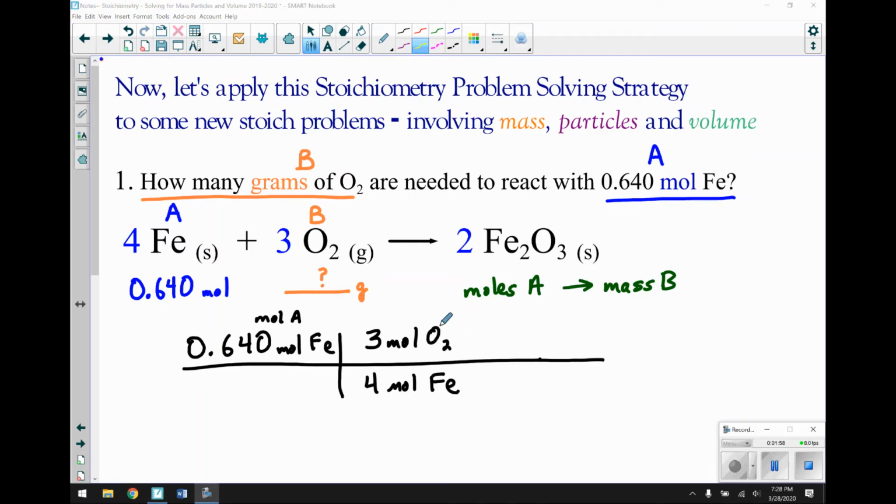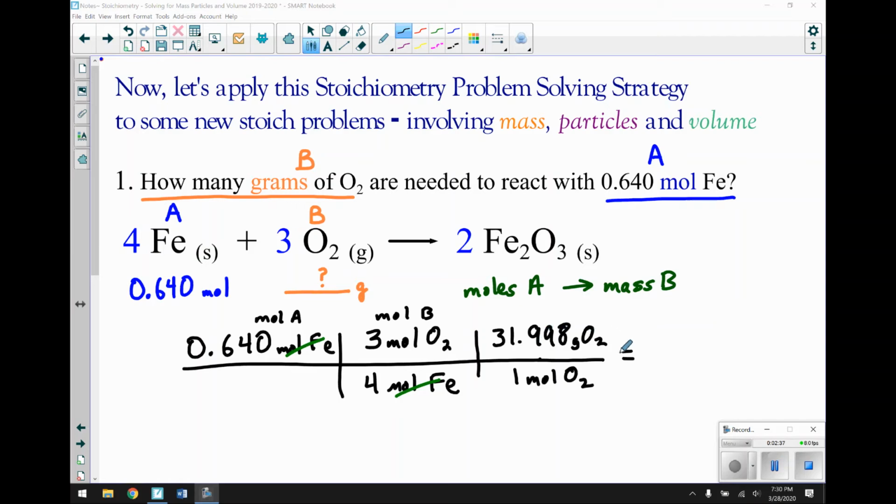So I've written in my mole ratio. Notice that this is the coefficient of B over the coefficient of substance A. Then I see that by applying my mole ratio, essentially my units of moles of iron cancel, and so now everything is in terms of moles of substance B. I don't want moles of substance B though. I want, in this case, mass of B. But once I have moles, I can use the molar mass of B, the molar mass of oxygen, to calculate the mass of oxygen. So let's do that.